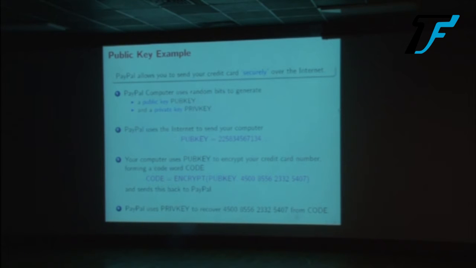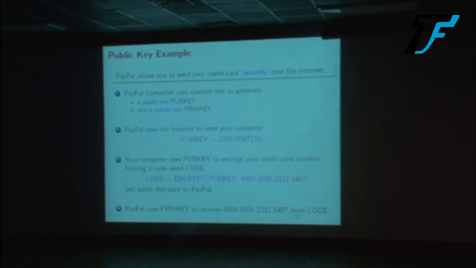So how does public key encryption work? An example is PayPal. You can send your credit card number securely over the internet, presumably by PayPal, even though the internet itself is not secure. People can eavesdrop on what you send.